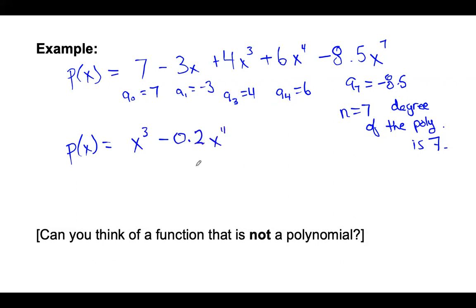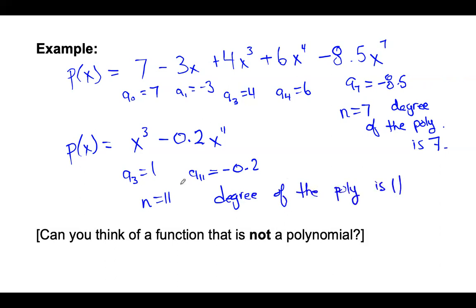Another example would be P, this polynomial, x to the power 3 minus 0.2 times x to the power 11. Kind of confusing, but you see the coefficient in front of this x to the power 3 is 1. And this coefficient is -0.2. So n here is 11. And the degree of this polynomial is 11. The simplest case actually is, well, not the simplest, but x to the power 2, n is equal to 2, and a2 is equal to 1.